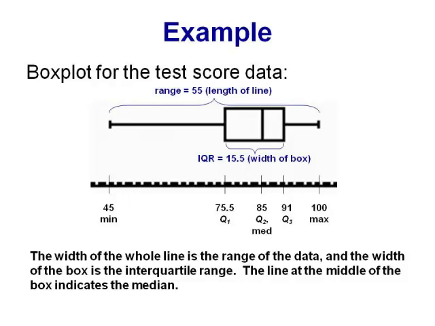It doesn't matter how high the box is. There's no Y value on these, only X values. So we're just looking at where it starts on the left and where it ends on the right. And then the width of the box tells you the IQR, and the whole length from the beginning to the end of the lines gives you the range.